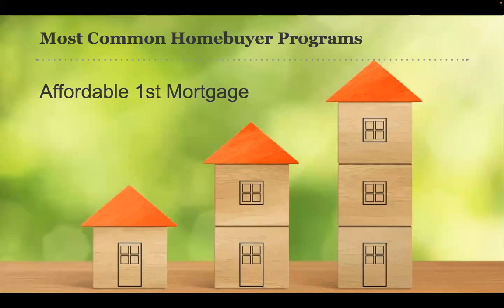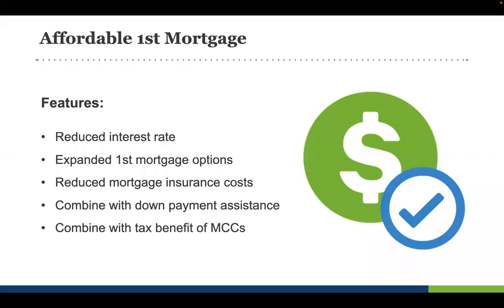Now we're going to get into the second category of the most common homebuyer programs. That is the affordable first mortgage. These typically come from your state housing finance agency. Sometimes there are local housing finance agencies that offer these as well. The features might be reduced interest rates, expanded first mortgage options. Some of these housing finance agencies can offer mortgage products that are not available in the market at large because of their unique relationships with Fannie, Freddie, and so forth.